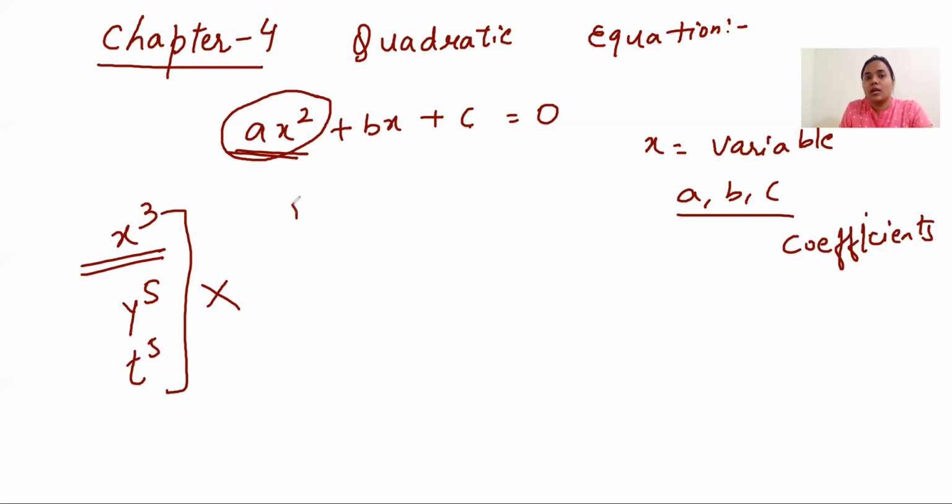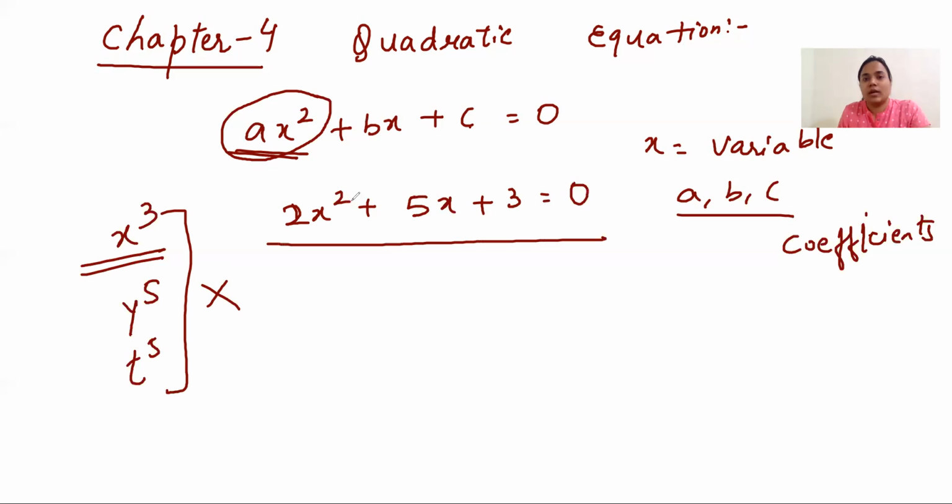Suppose my equation is 2x square plus 5x plus 3 is equal to 0. So this is our quadratic equation. In this we have x square, we have x and we have the constant term. So in this case our a is 2, b is 5 and c is 3.